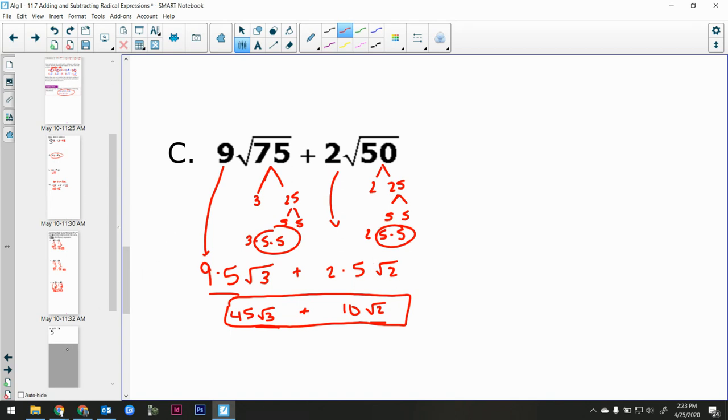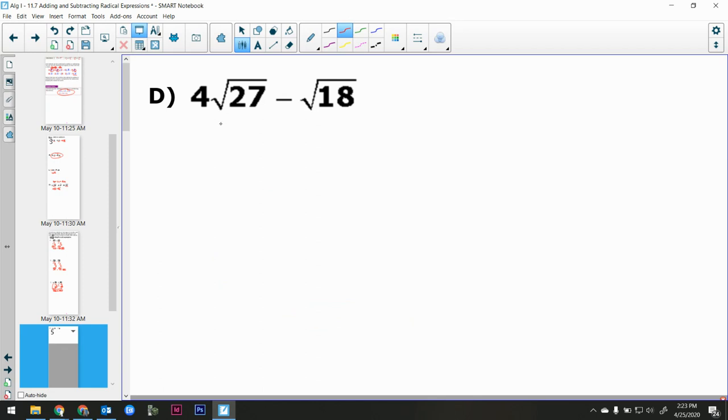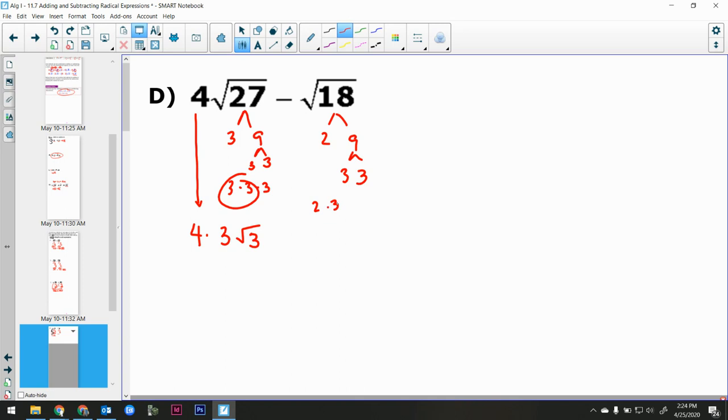All right, let's try it again. Okay, so 4 radical 27. Radical 27 is 3 times 9, and then 3 times 3. So 3 times 3 times 3. Pull that out. There's already a 4 that came down here. So 3 radical 3. And then 18 is 2 and 9 and 3 and 3. So 2 times 3 times 3. Buddy up with the 3, so minus 3 radical 2.